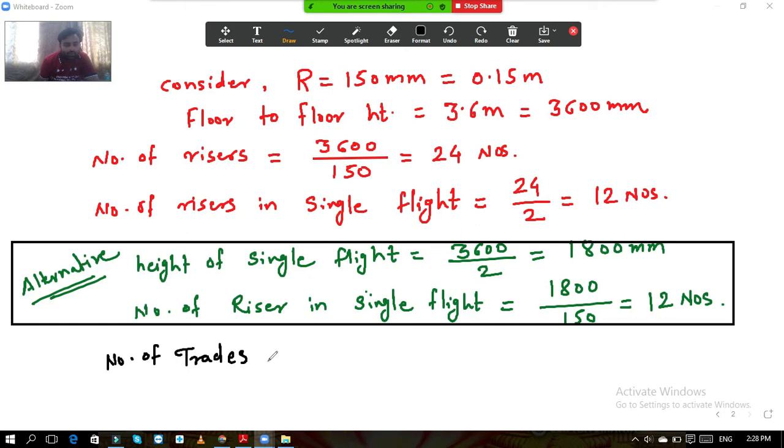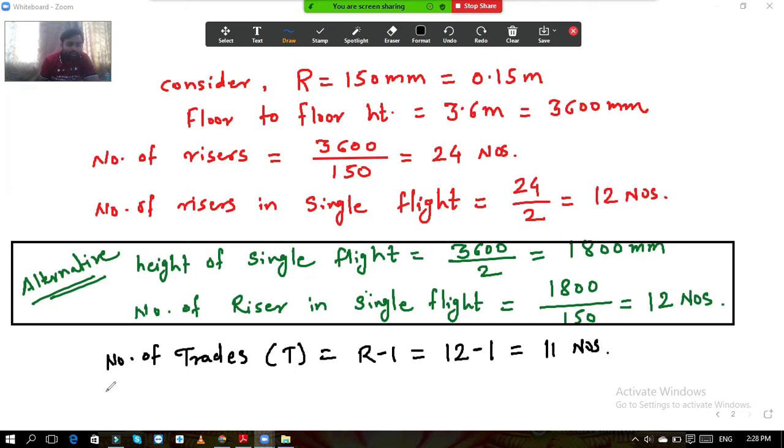So number of treads, how do we calculate now? Number of treads T is equal to, what is the formula? It is R minus 1, number of risers minus 1. Okay, so number of risers are 12 minus 1, so it will be 11. So number of treads are 11.